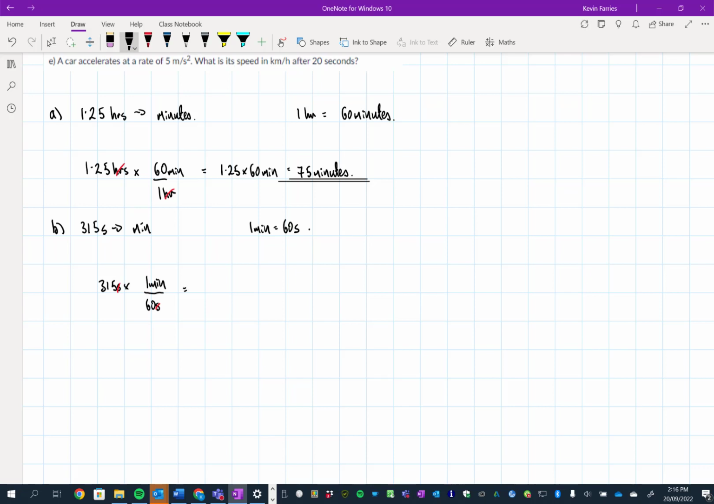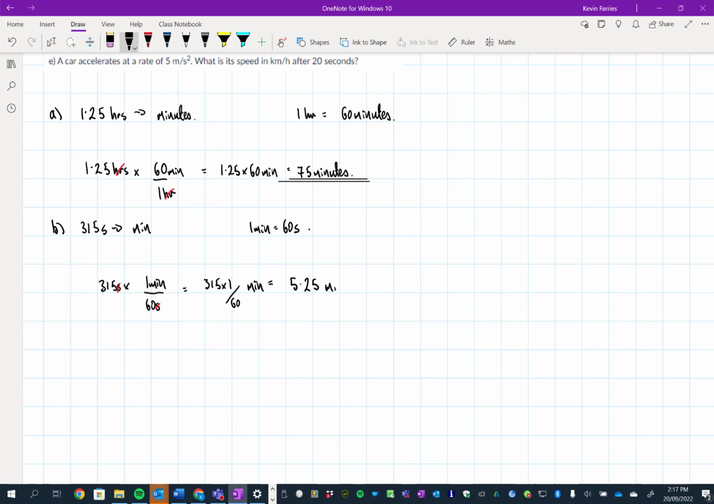So that is going to be equal to 315 times 1 divided by 60 times, and this is in minutes. Okay, so I'm leaving my units in the equation because it just keeps track of what's going on. So you're going to have 315 divided by 60. I'll just get my calculator. I should be able to figure it out. It's going to be 5.25. Yeah, it's 5.25 minutes.